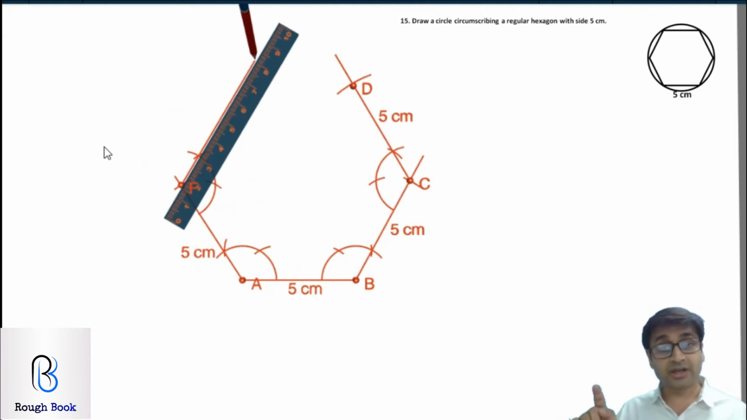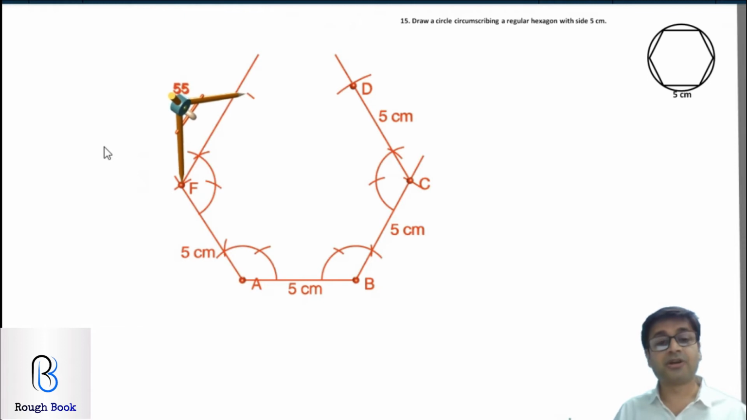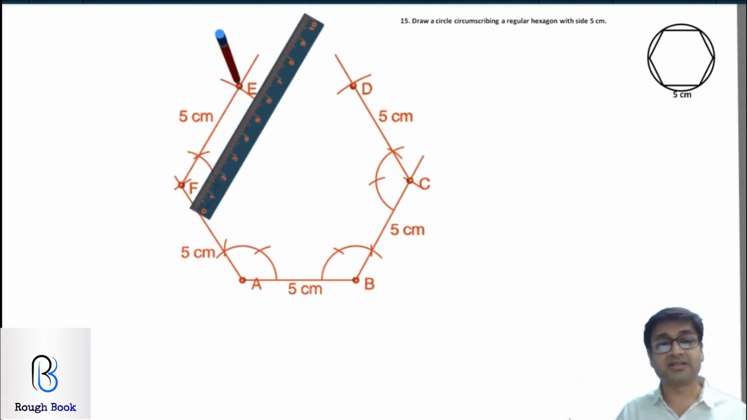Keep your compass on F, cut an arc of 5 centimeters again, and you get your next point, point E. Joining E and D, you get your entire hexagon ready. That's what your question is? No. The question is circumcircle also to the hexagon. So let's complete this hexagon first.